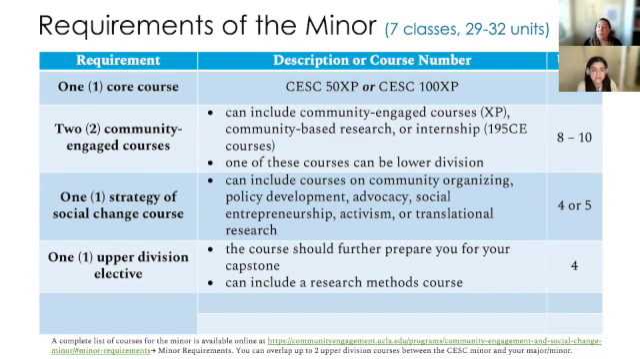Similarly to the Strategy of Social Change course, the one upper division elective you take will also just continue to help further prepare you for your capstone. It can include a research methods course, but again, most often students are looking for taking courses that really they connect with and what they want to focus on for their capstone.